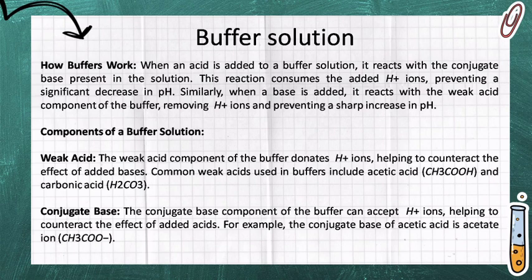Now, components of a buffer solution. A. Weak acid. The weak acid component of the buffer donates H+ ions, helping to counteract the effect of added bases. Common weak acids used in buffers include acetic acid, CH3COOH, and carbonic acid, H2CO3. B. Conjugate base. The conjugate base component of the buffer can accept H+ ions, helping to counteract the effect of added acids. For example, the conjugate base of acetic acid is acetate ion, CH3COO-.